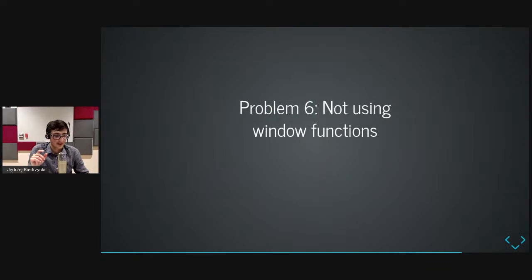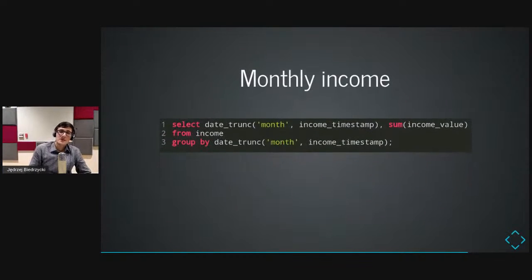But now I would like to talk about the last problem, finally, which is developers not using window functions. Suppose that we have the following task. We were asked to calculate the income per month. It's pretty easy. We can truncate each date so that all the dates within a month fall into a single group, and then for each of those groups, we sum the income value.